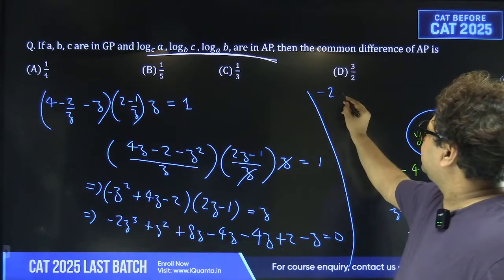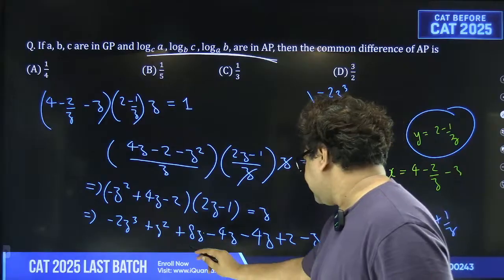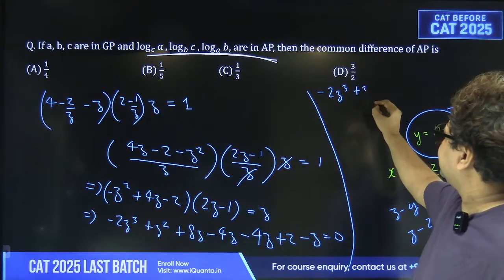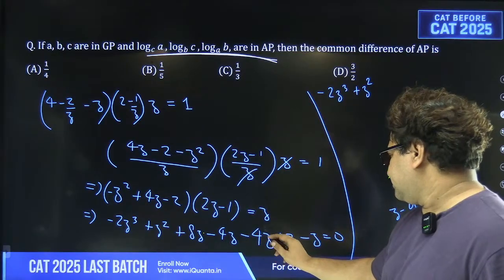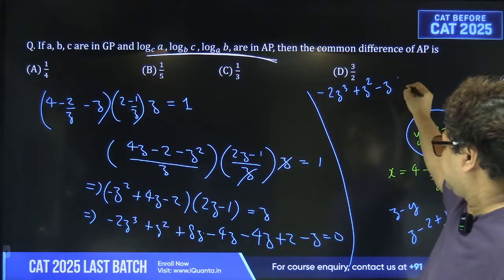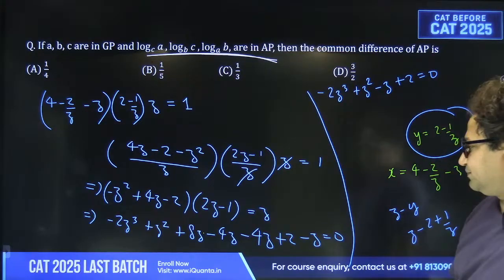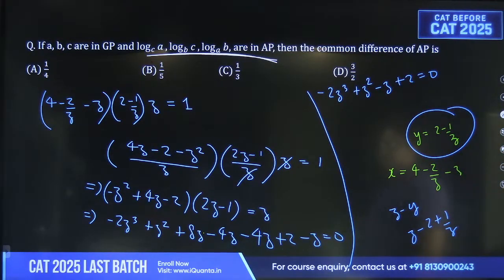So we have minus 2z cube, z square कितनी बार है? सिर्फ एक ही बार है, plus z square, 8 minus 4 minus 4, minus z एक और है, minus z plus 2 equal to 0. ये है क्या? Is this what we are getting here? Everybody please confirm.